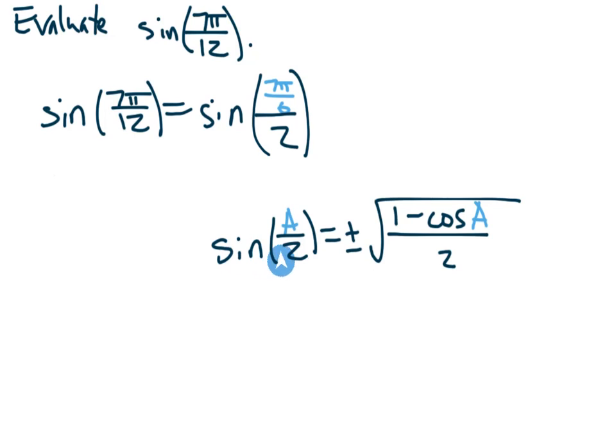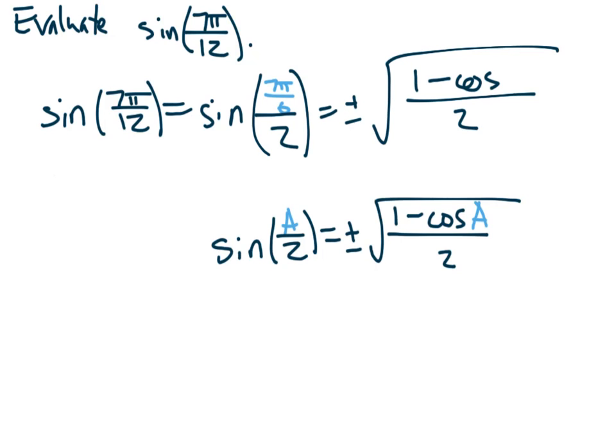Now you'll notice that the only thing that changes from problem to problem is the angle A. So we're going to write equals plus or minus the square root of 1 minus cosine of something over 2. That something is supposed to be the same here as here. So whatever angle you're dividing by 2 on this side has got to be the same angle you're plugging into cosine on this side. Here, 7 pi over 6 divided by 2. So this has to be cosine of 7 pi over 6.